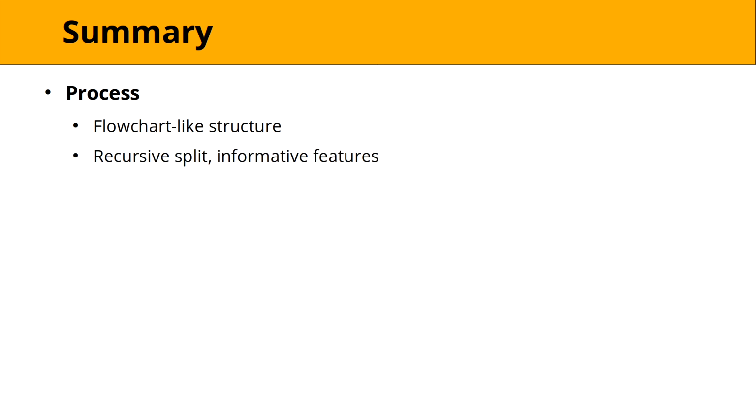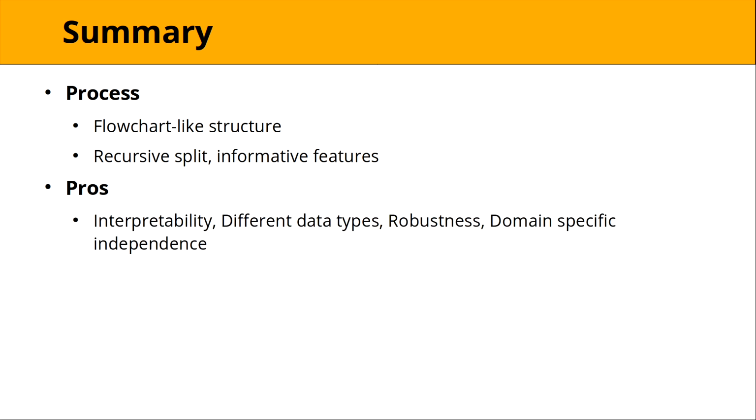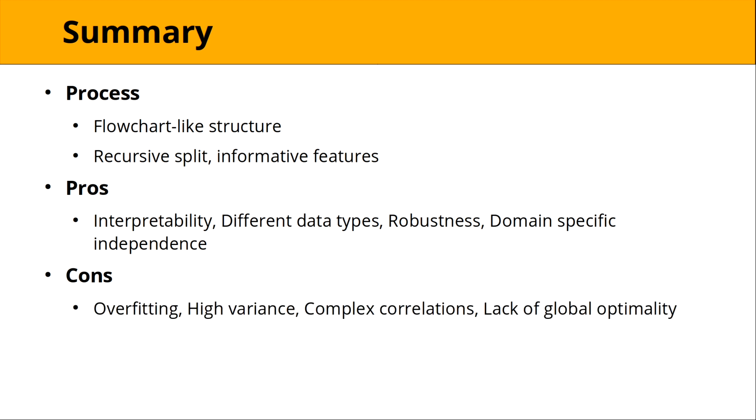In summary, decision trees are valuable tools in machine learning. They consist of a step-by-step process that creates a flowchart-like structure by recursively splitting the dataset based on the most informative features. Decision trees offer interpretability, versatility in handling different data types, robustness to outliers, and low dependency on domain specifics. However, they should be used with caution to avoid overfitting and to consider possible high variance, their limitations in capturing complex correlations, and lack of global optimality.